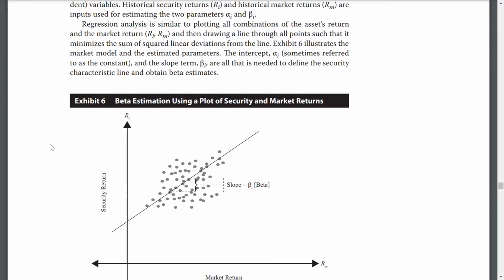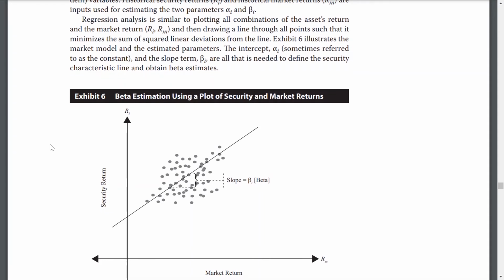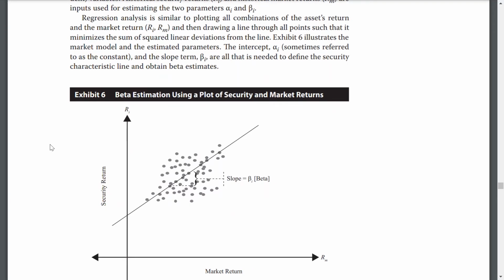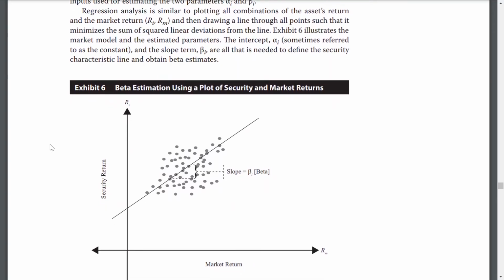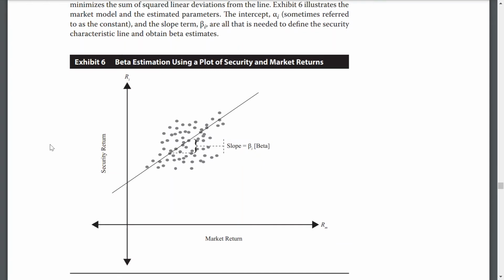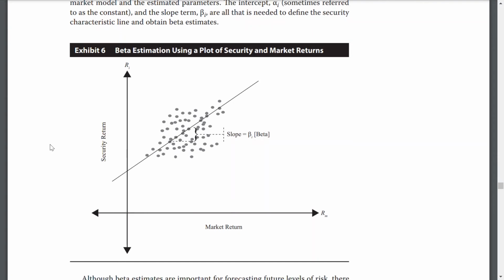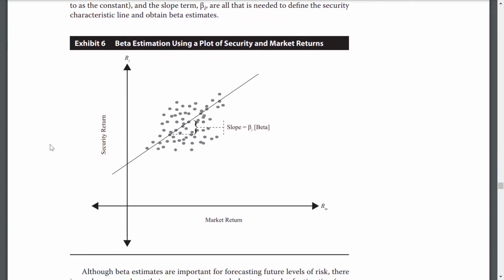Exhibit 6 illustrates the market model and the estimated parameters, the intercept a and the slope term b, or beta. Alpha and beta are all that is needed to define the security characteristic line and obtain beta estimates.